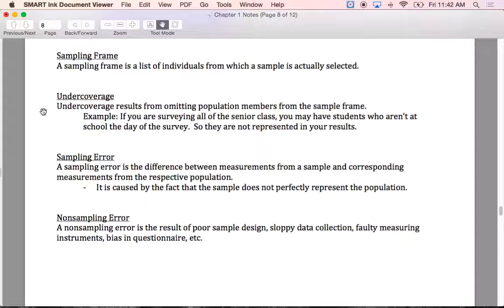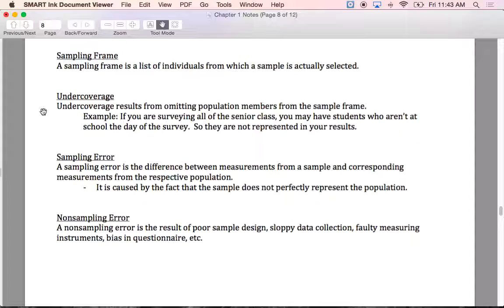Sampling error is the difference between measurements from a sample and corresponding measurements from the respective population. It's caused by the fact that the sample does not perfectly represent the population. Remember I said, depending on what your sample is, it might change for each sample. It does not always reflect the population if you don't have a good sample to represent that population.